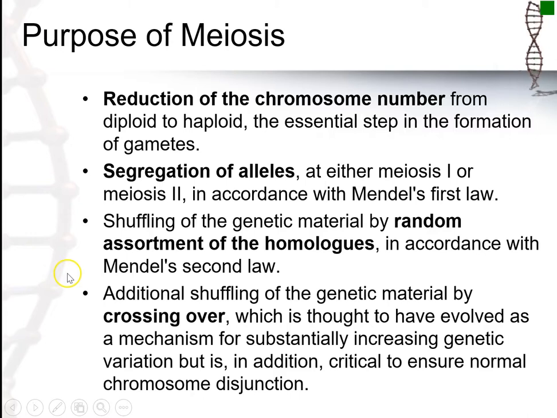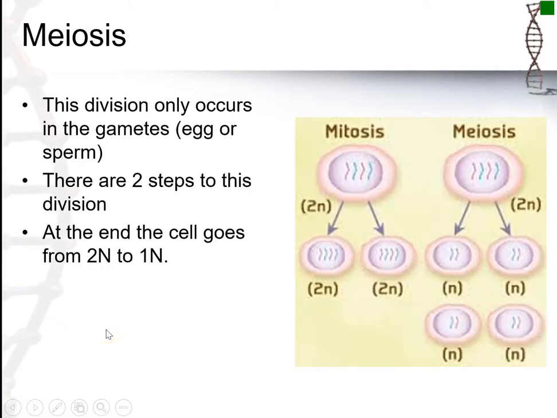Shuffling of genetic material by random assortment of homologs in accordance to Mendel's second law, and additional shuffling done by something called crossing over. So the interesting thing about meiosis is this division only occurs in the gametes, and there's actually two steps. So in mitosis, you have your diploid, and you duplicate your DNA, you divide it in half, and you get two cells. But in meiosis, you have actually two divisions, and you go from diploid to haploid. You end up with 4 cells.